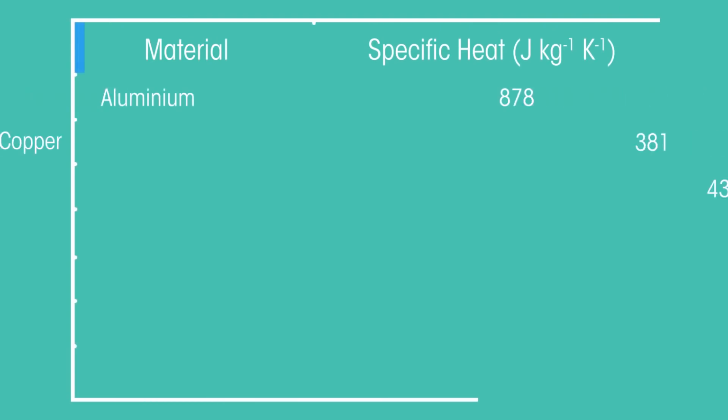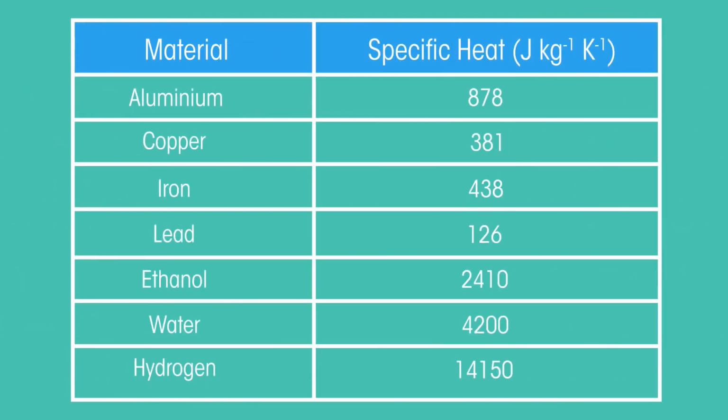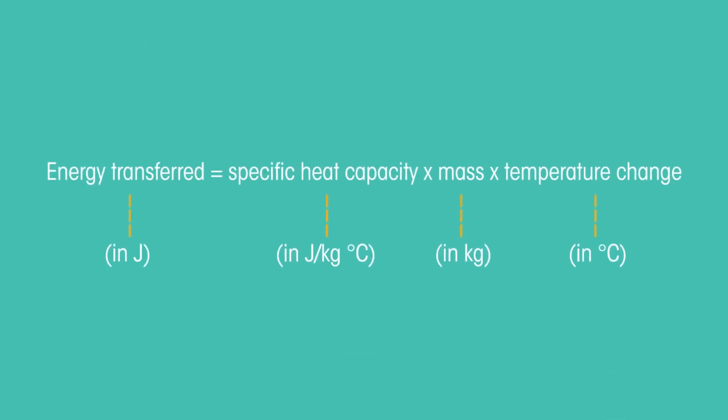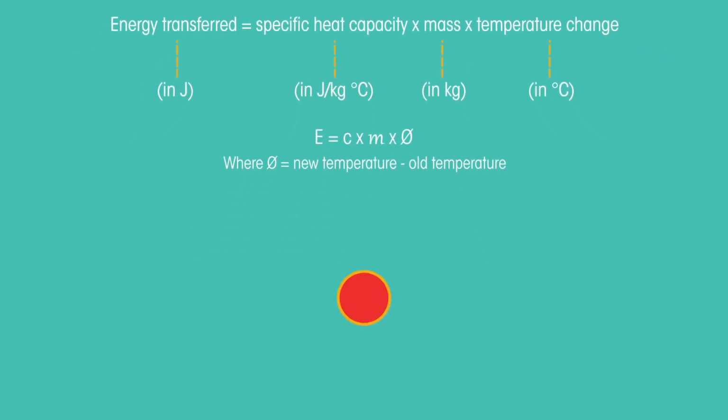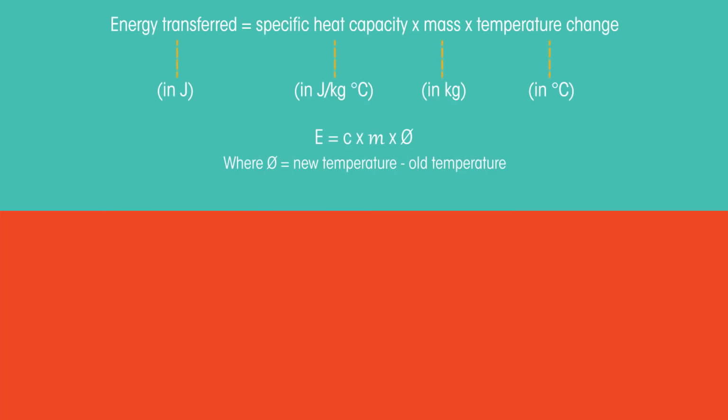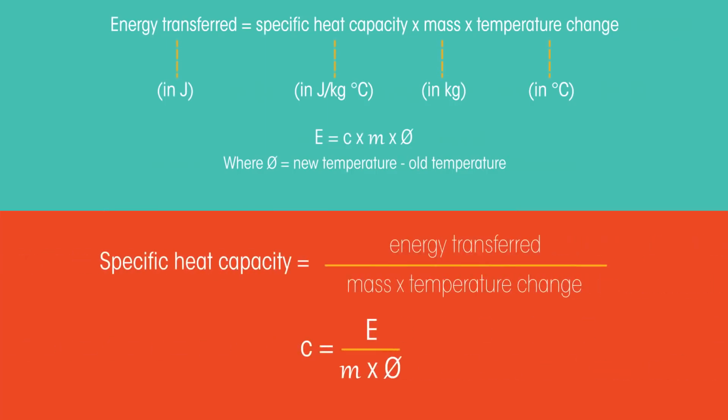Different materials have different known specific heat capacities, but we aren't always given a table like this, so we need to know how to calculate specific heat capacities ourselves. We have this equation, which can be written as symbols like this. The energy transferred is the heat energy absorbed or released. This equation can also be rearranged. To work out the temperature change, subtract the old temperature from the new temperature.